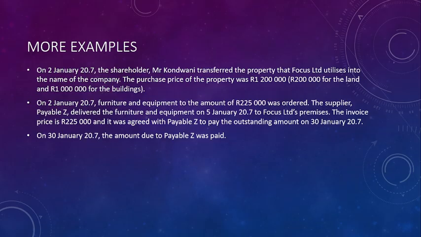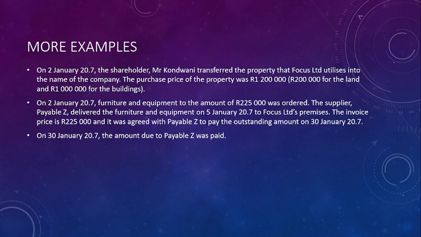Now, you say that on the 2nd of Jan, you ordered furniture for that amount. And then the supplier Payable Z delivered it on the 5th. And then the invoice price is 225,000 and you agreed with Payable Z that you're going to pay the outstanding amount on the 30th of January. Now, let's continue this because it's part of the same example. On the 30th of January, the amount due to Payable Z was then paid.